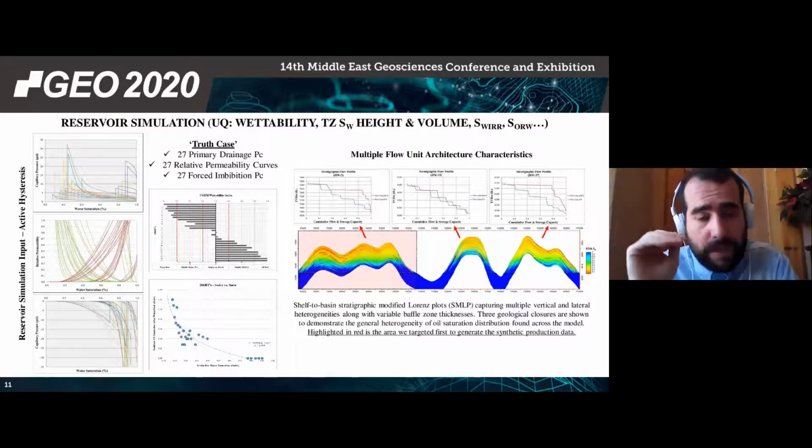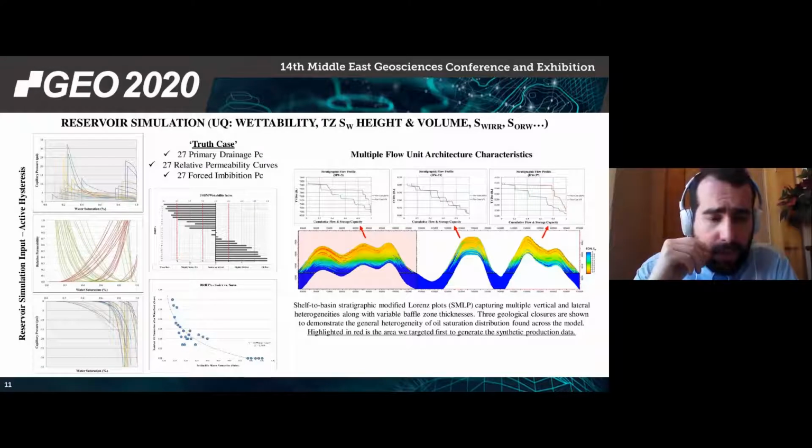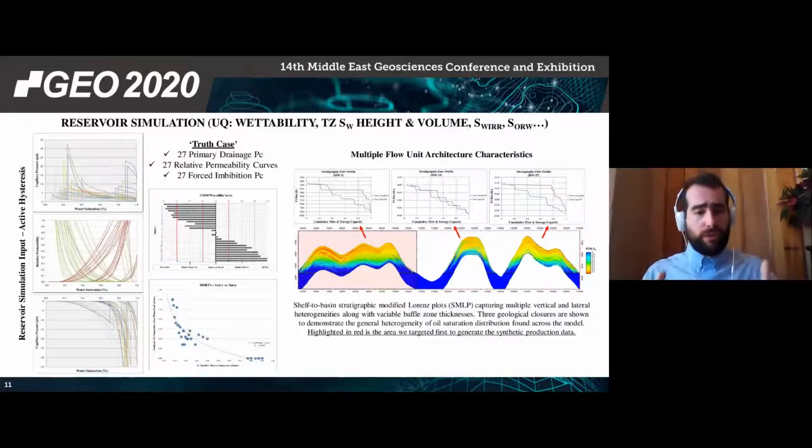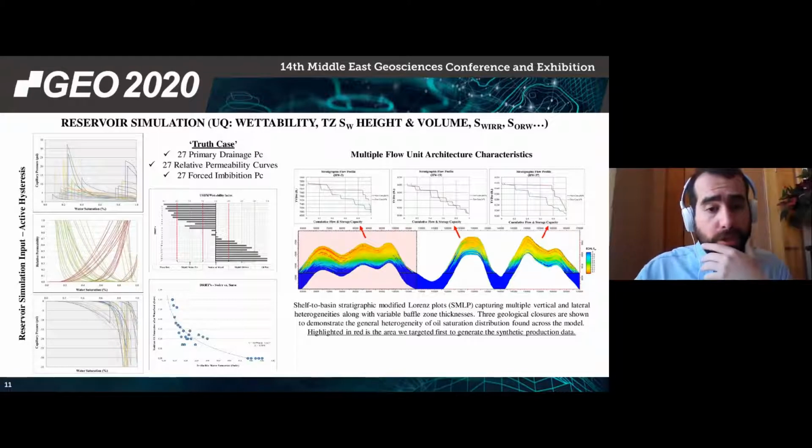There's 3 plots with the stratigraphic modified Lorentz plots. The red curve is the normalized cumulative flow capacity, and the blue curve is the normalized cumulative storage capacity. And for those of you that are working in the Middle East and you know the Kharaib member, you would definitely associate yourselves to these kind of flow unit architectures.